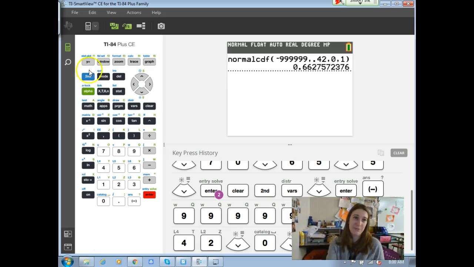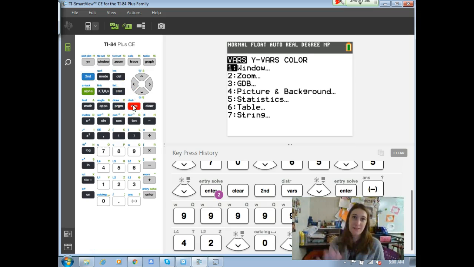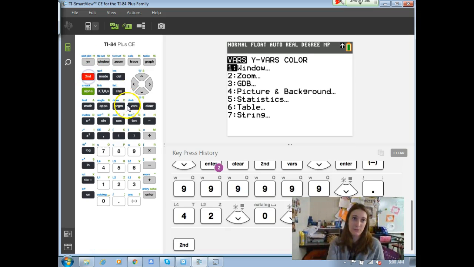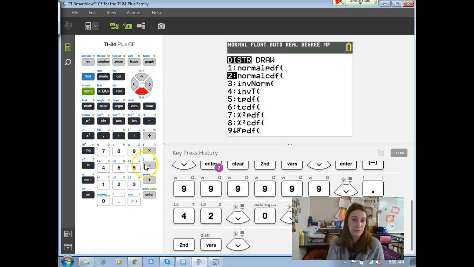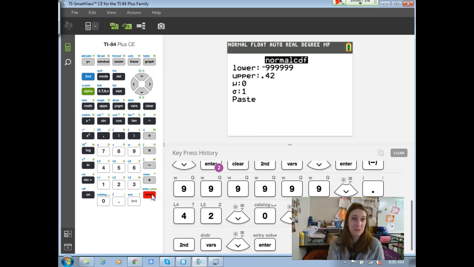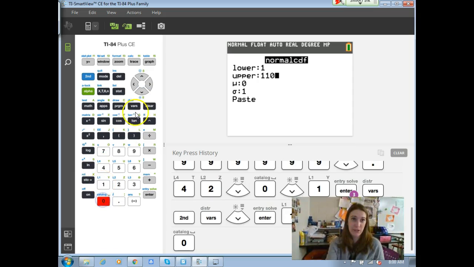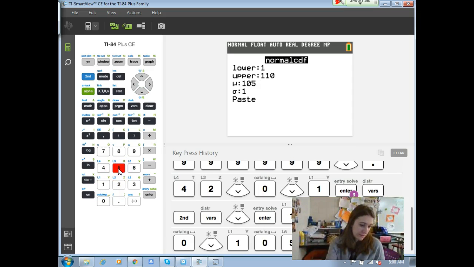But let me show you something. If we skipped that standardization idea, distribution, normal CDF, and I just use the actual data. So if you think about your curve, I already forgot what it was, but the mean was like 105. So if I want something way, way, way down on the curve, I'm just going to type like 1, because that would be way down the curve, right? Upper bound of 110 was the upper bound. The mean was 105. And the standard deviation was 12.